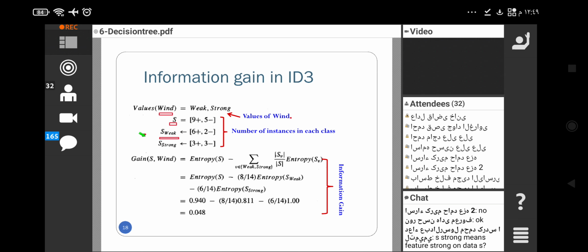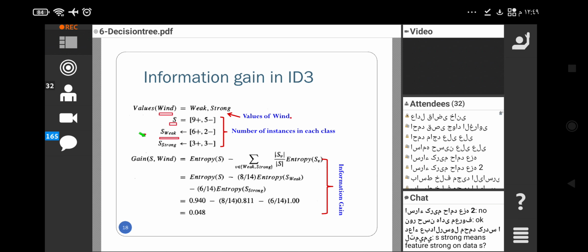Okay, in this example we have 2 classes, positive, negative, and then we see in the data which the feature is a specific value. For example, here weak, how many positives and negatives there, and also for strong, how many positives and negatives. Okay, then we calculate the gain of feature wind.